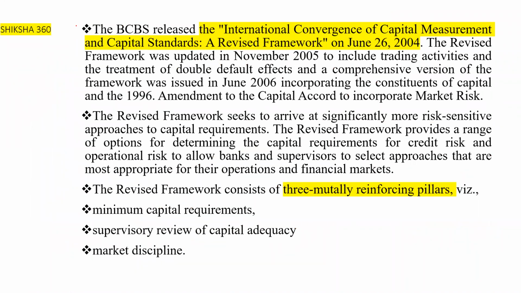The BCBS, the Basel Committee on Banking Supervision, released the International Convergence of Capital Measurement and Capital Standards, a revised framework, on June 26, 2004. The revised framework was updated in November 2005 to include trading activities and the treatment of double default effects, and a comprehensive version of the framework was issued.